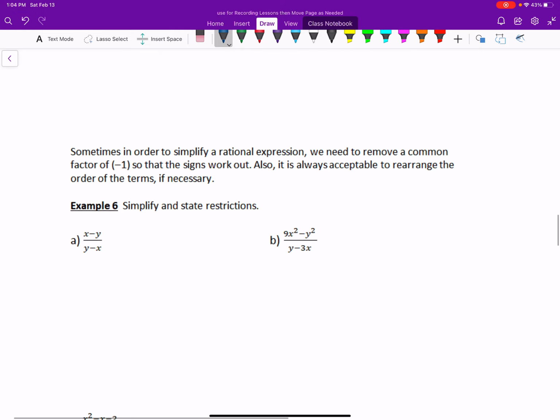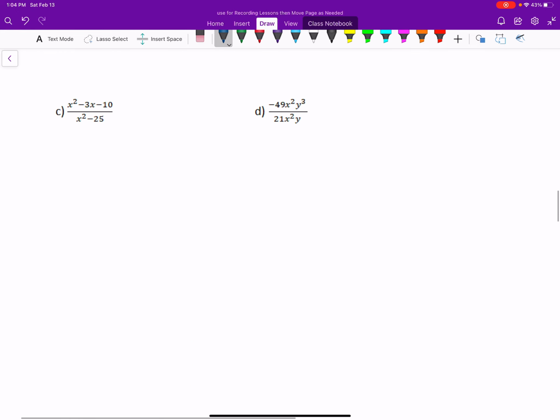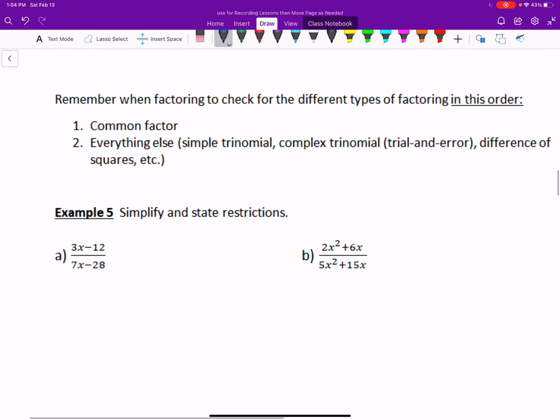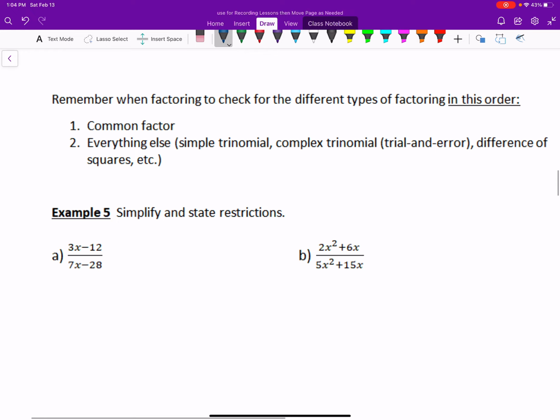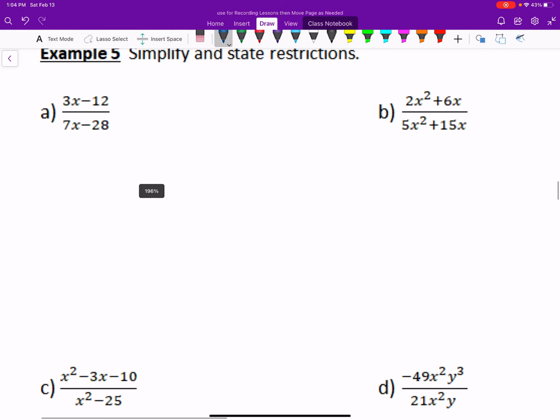What do we have? Oh, lots more examples. Goodness gracious. All right. Remember when factoring to check for different types of factoring in this order: common factor first, everything else second. So just emphasizing the importance of always common factoring. Since we got lots of examples, let's not linger over any one of them.